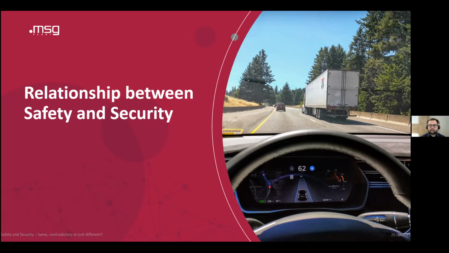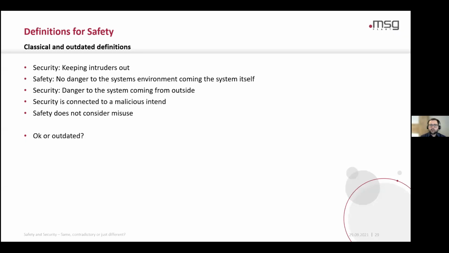It was long. Somehow the definition I also heard in my professional career is that security is about intruders, keeping intruders out. That safety is about no danger to the system environment coming from the system itself, and that security is to prevent any danger to the system coming from outside. That security is always connected to malicious intent, and that safety does not consider any malicious intent or misuse. Are they still okay or outdated?